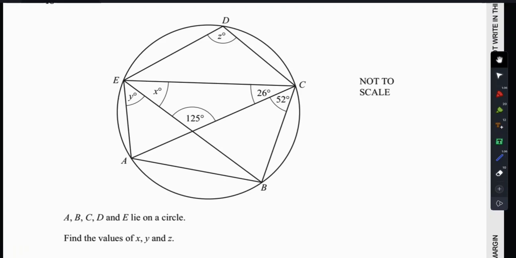Hi guys, so here we have circle theorems, a question on circle theorems. The question says A, B, C, D and E lie on a circle, right? You can see them, A, B, C, D there, and E. Find the values of X, Y, and Z. Don't try to get the values right away.